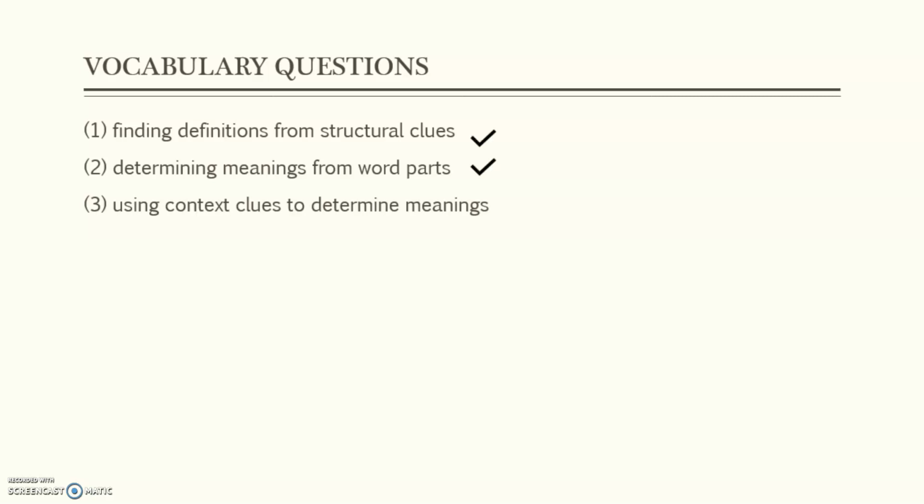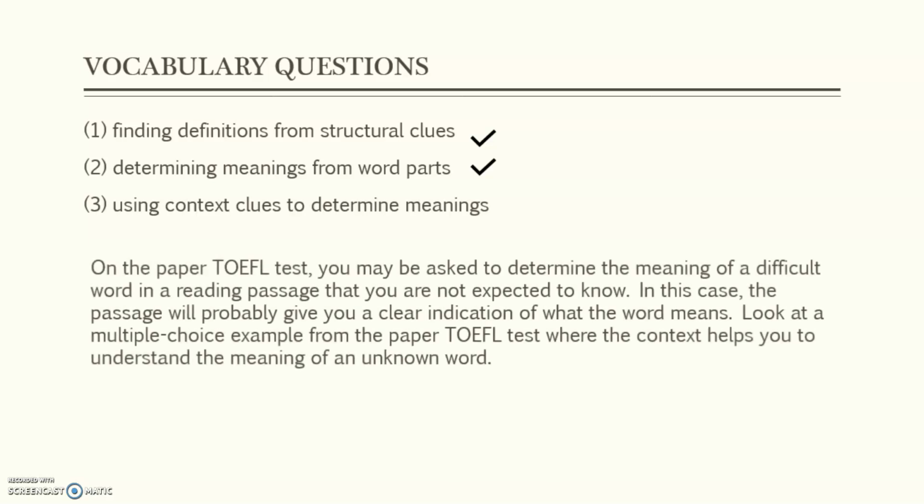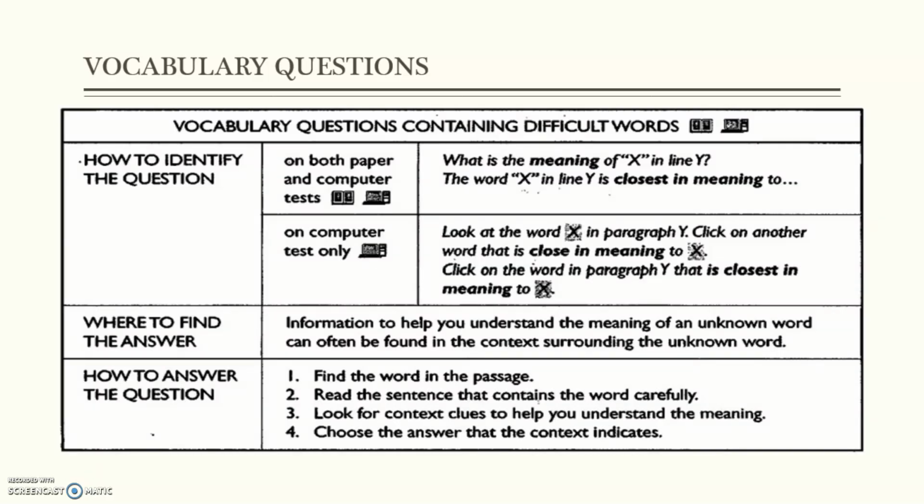We discussed points number 1 and 2 last week, but today we are going to discuss only point number 3. So on the paper TOEFL test, you may be asked to determine the meaning of a difficult word in a reading passage that you are not expected to know. In this case, the passage will probably give you a clear indication of what the word means. Look at a multiple choice example from the paper TOEFL test where the context helps you to understand the meaning of an unknown word. But before I give you the example, you have to know how to identify the question.